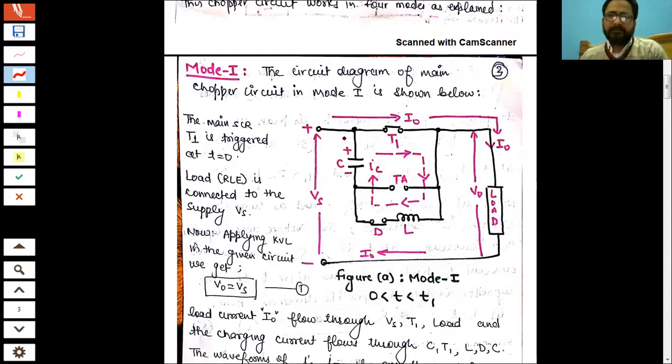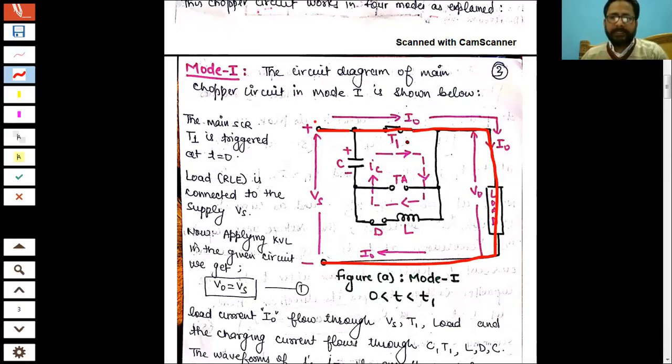At time t is equal to 0, the capacitor is charged with a certain voltage Vc, which is equal to Vs. That is one thing. Second, your main SCR is turned on. So the load current will flow from plus of Vs through T1, remember, through T1, then the load, and then back to the supply. This is one thing.